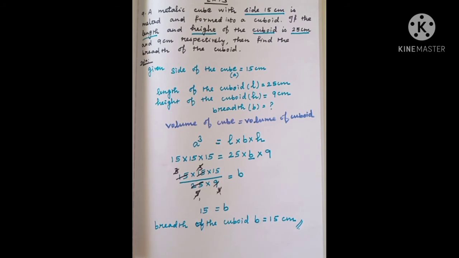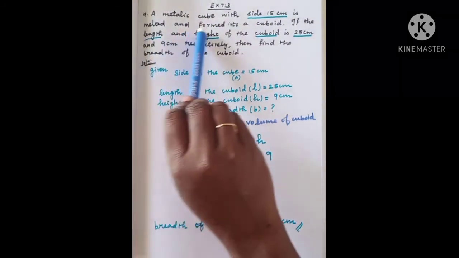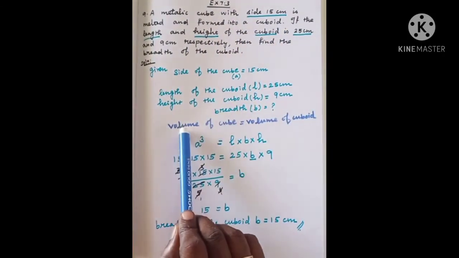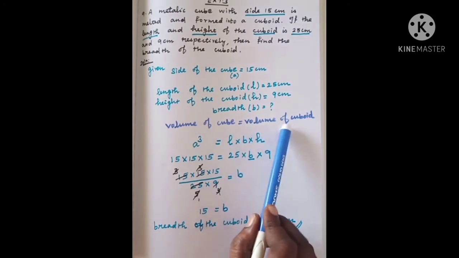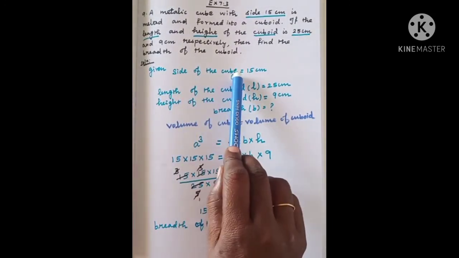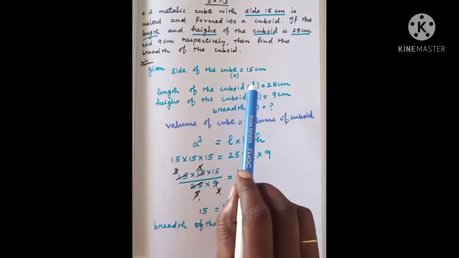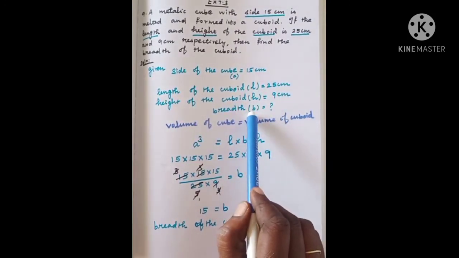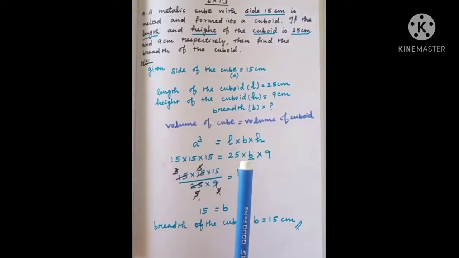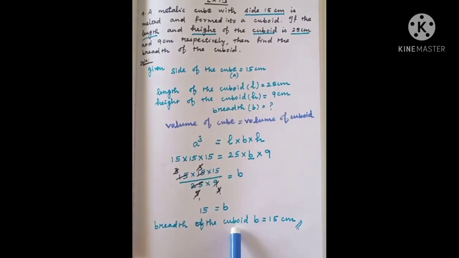So in this problem they are given the metallic cube is melted and formed into a cuboid. So you have to take the volume of cube is equal to the volume of cuboid. For cube they are given the side of the cube, and for cuboid they are given the length and height. We have to find the breadth by equating the volume of both cube and cuboid. So the final answer, breadth of the cuboid B is equal to 15 centimeter.